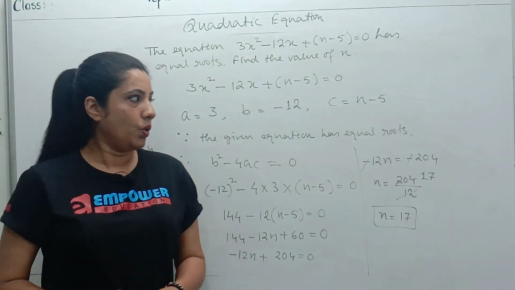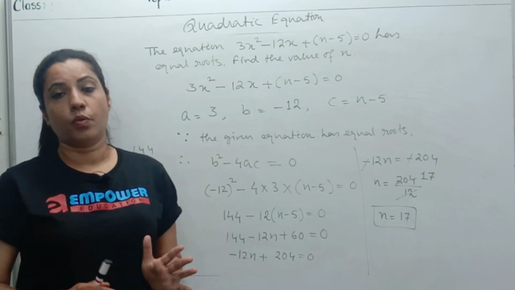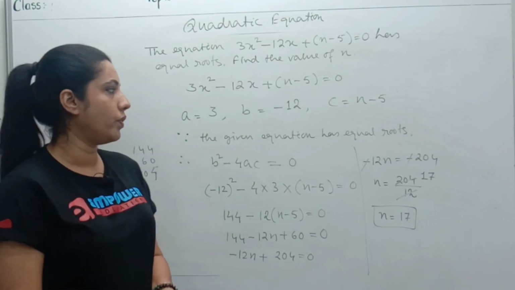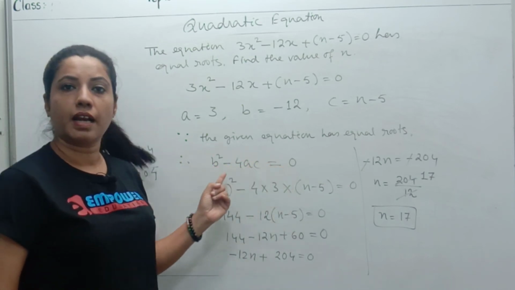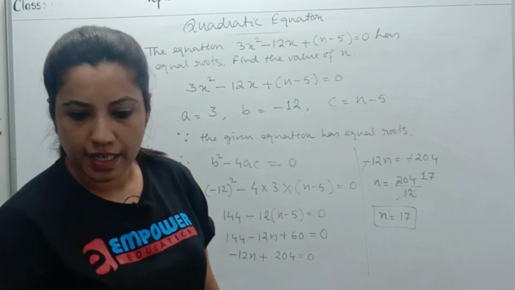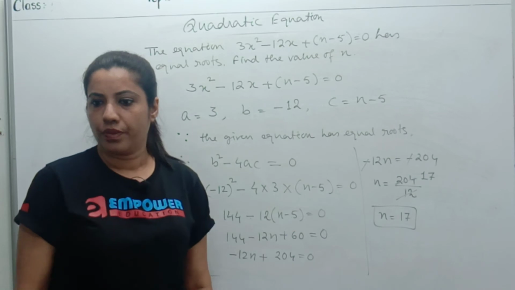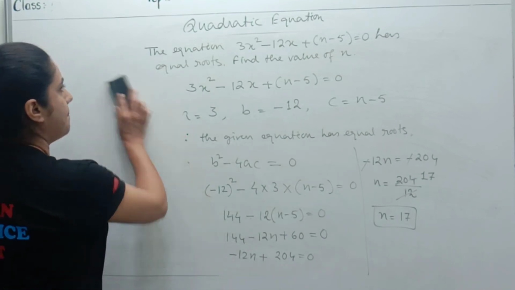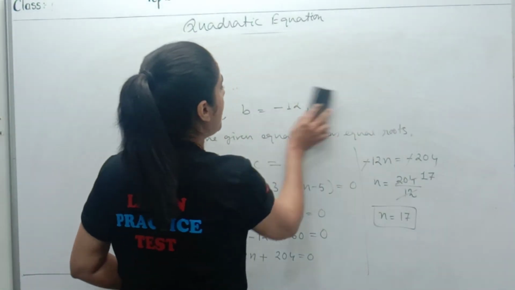Okay. So whenever they say that the quadratic equation has equal roots, we are going to use this criteria, that is b square minus 4ac equal to 0. Let us take one more example on the same concept.